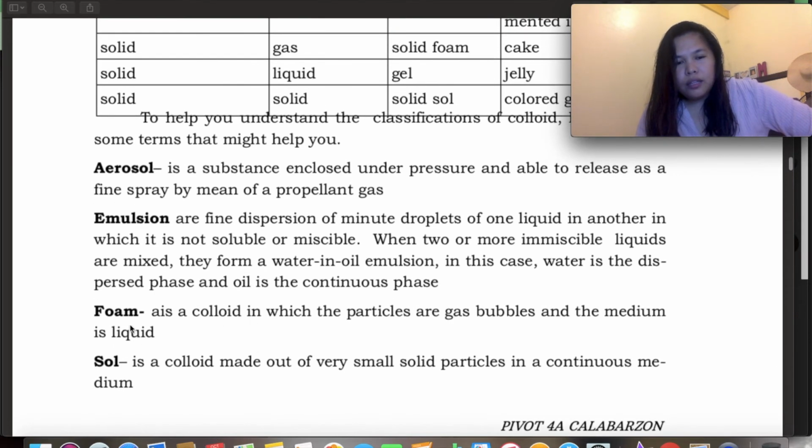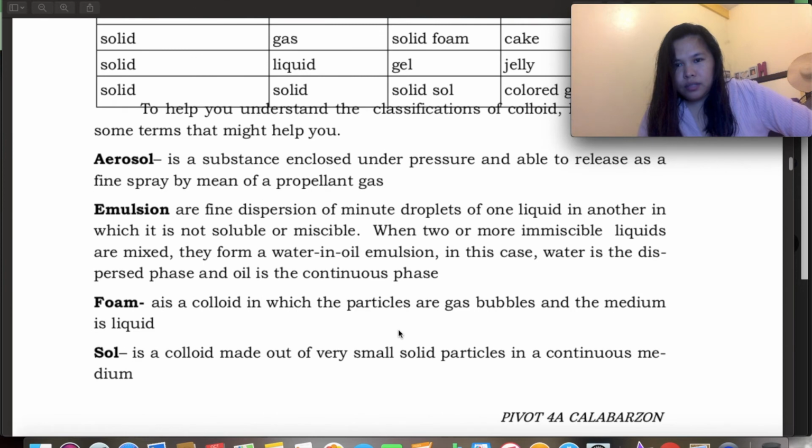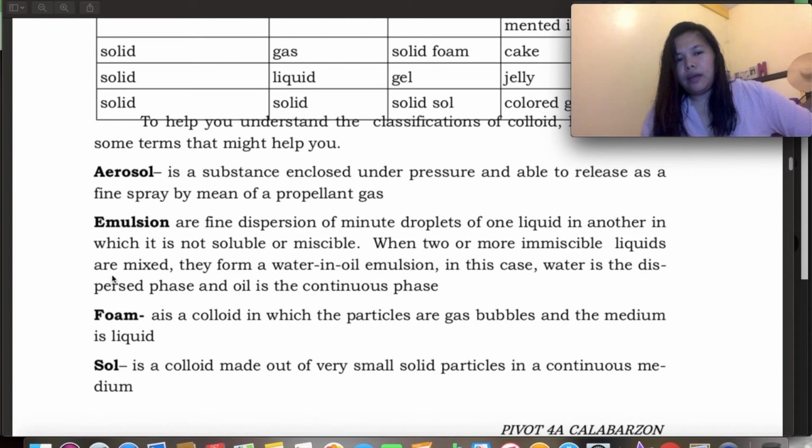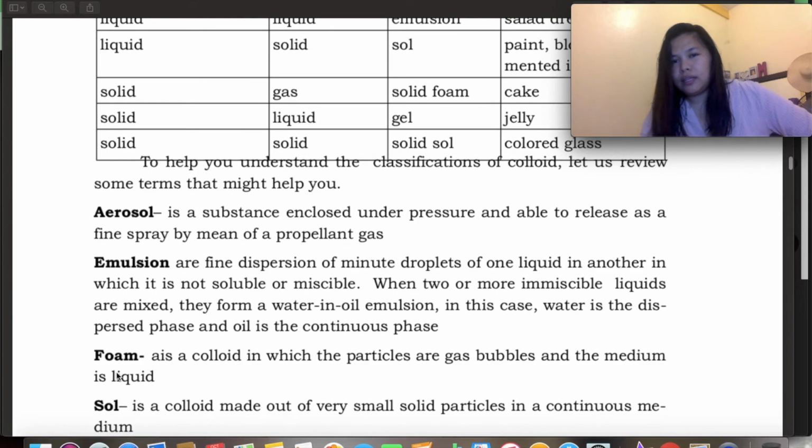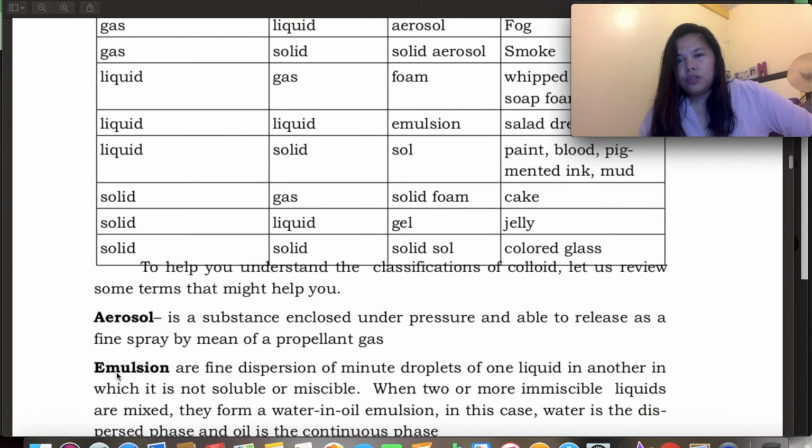And then foam is a colloid in which the particles are gas bubbles, and the medium is liquid. Then sol is a colloid made out of very small solid particles in a continuous medium. Let's just remember all the examples there, so we can identify which is aerosol, emulsion, sol, foam, gel.